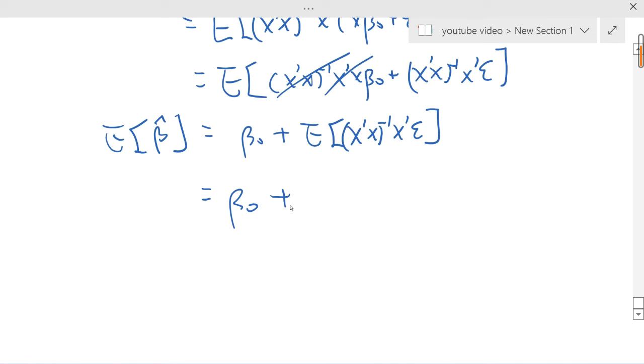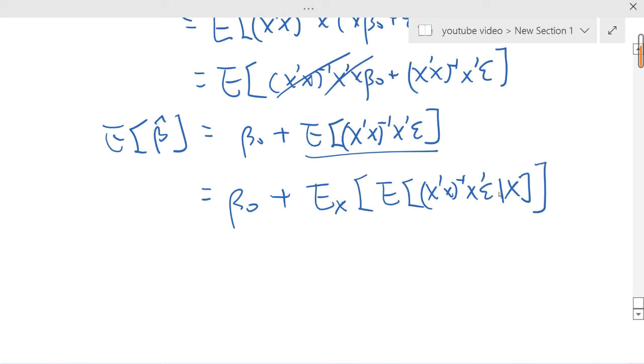Let's use the law of iterated expectations to write this expectation as the outer expectation taken with respect to x, and the inner one conditional on x. For the inner expectation, because we are conditioning on x, we treat x as constant, so let's move it out.